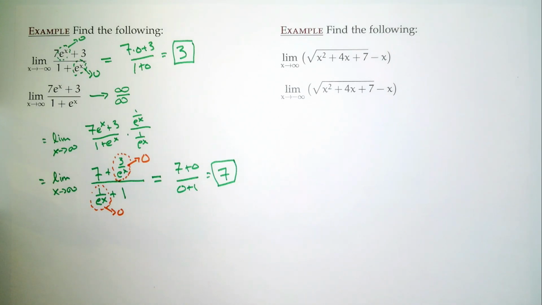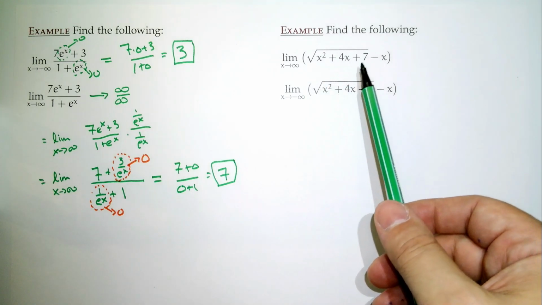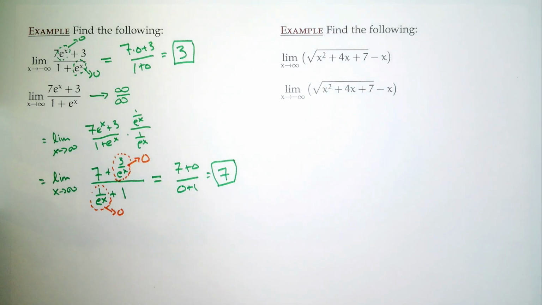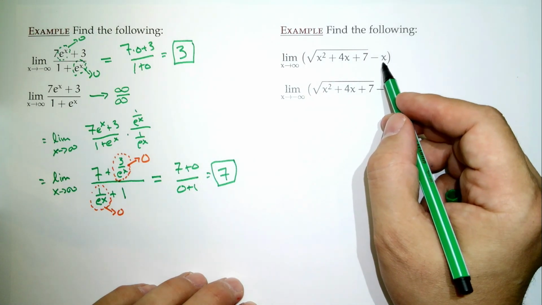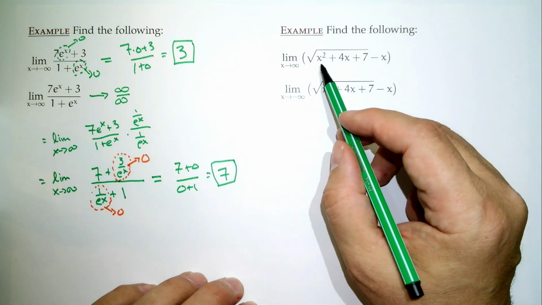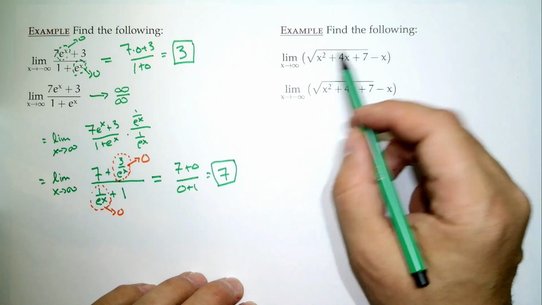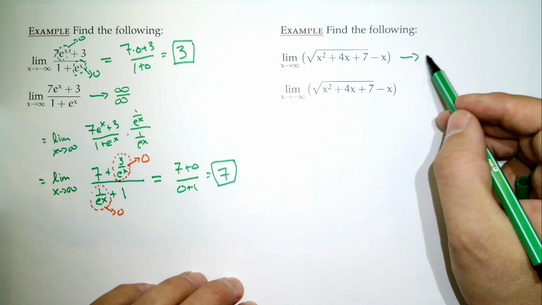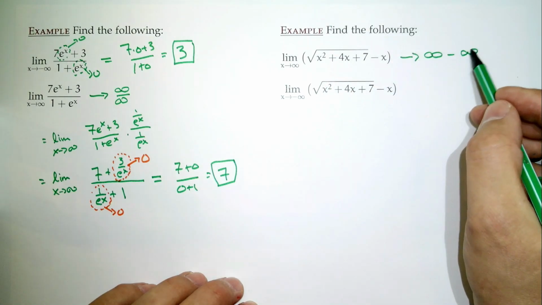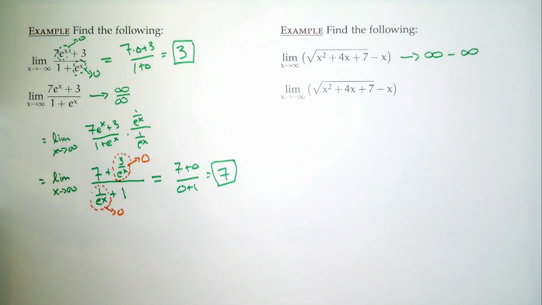Find the limit as x goes to infinity of the expression square root of x squared plus 4x plus 7 minus x. Now looking at this, it's not so clear what's going on here. Certainly if we look at the x by itself, that's getting huge. On the other hand, the inside of the square root of x squared plus 4x plus 7 is getting huge, and we're taking the square root of a huge number, which is still huge. So this is going to a really big number, and we're subtracting a really big number. Now the question is, what happens?